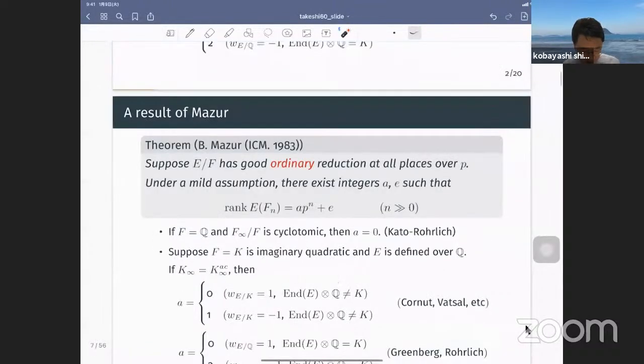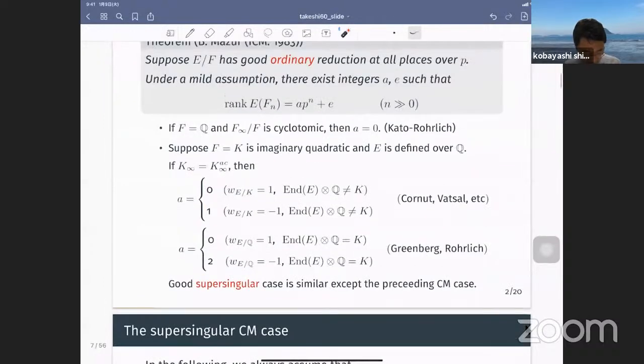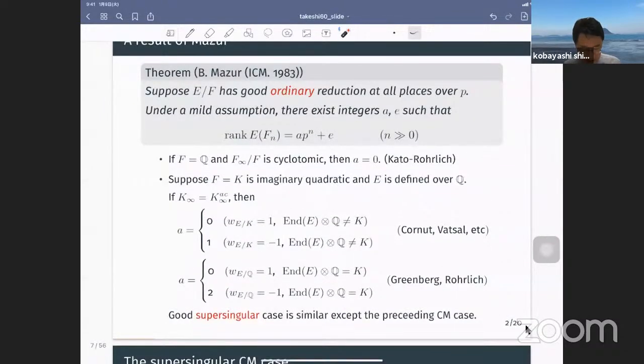And now we consider the good supersingular case. The good supersingular case is actually similar, except for the exceptional case here. In the non-exceptional, generic case, the behavior of the Mordell-Weil rank in the supersingular case is similar to the ordinary case. But the behavior of the order of the Tate-Shafarevich group is different.